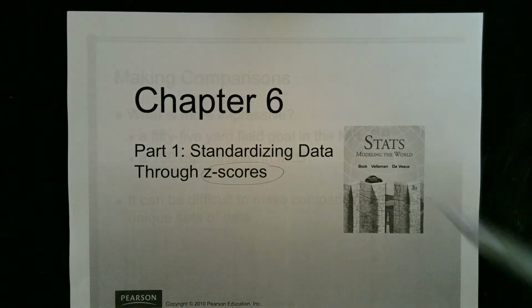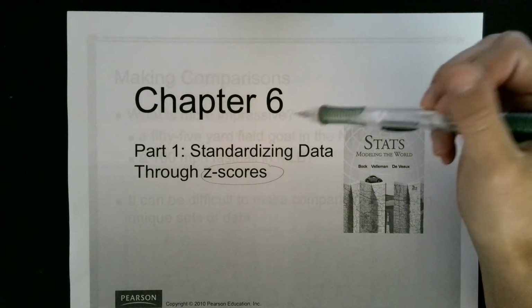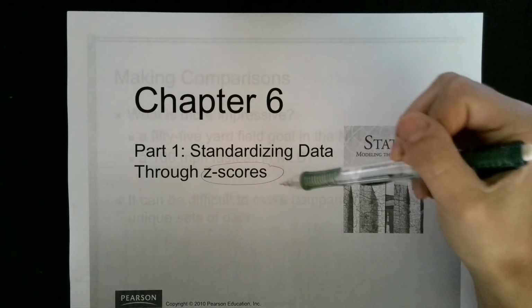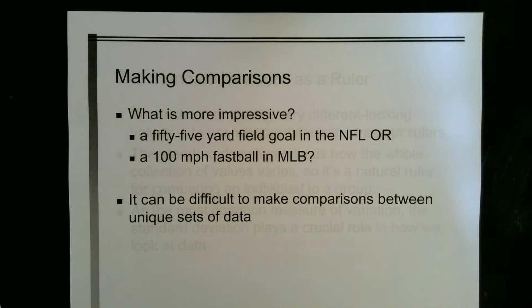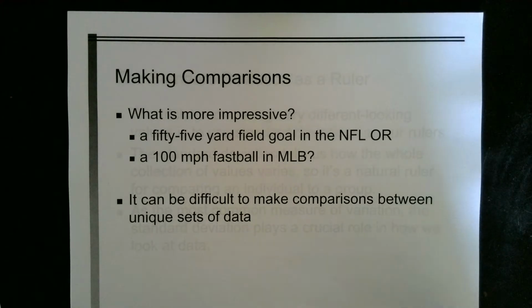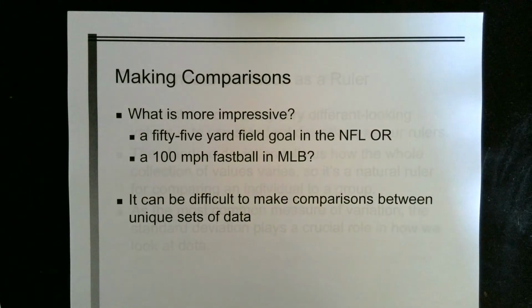Alright, today we're going to start talking about Chapter 6. Specifically, we're going to focus on z-scores. So I want us to start with a comparison. Which is more impressive, a 55-yard field goal in the NFL or a 100 miles per hour fastball in the MLB? Now, it can be quite difficult to make a comparison between these two groups because they're very unique sets of data. How can I say that one is more impressive than the other when they're measuring completely different things?